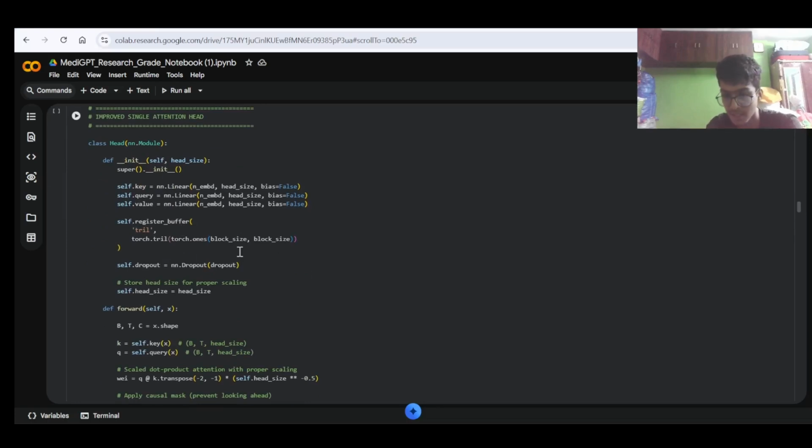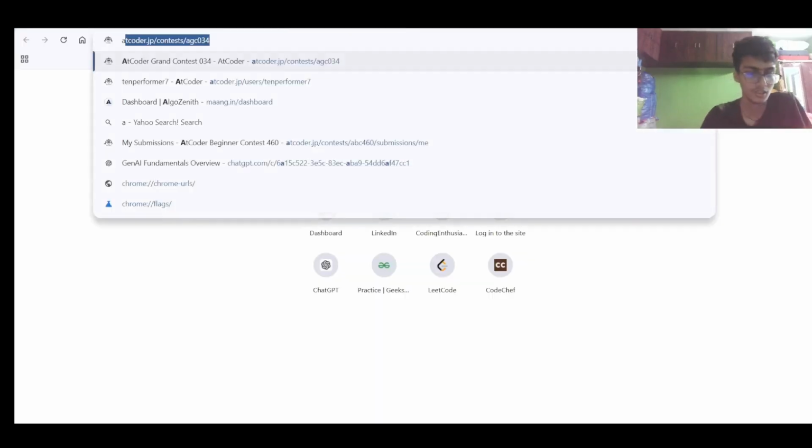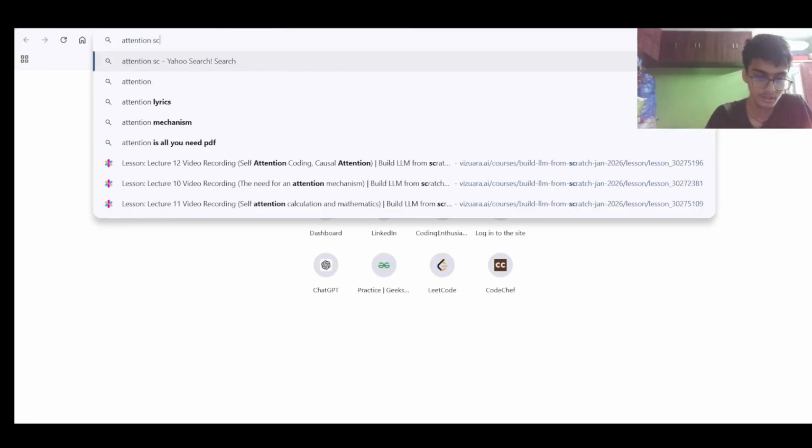What does self-attention tell us? If I am the current token in my current batch, what is my relation to the other tokens? How much should I attend to the other tokens? That is what self-attention captures, and that shows whether two words are strongly similar or weakly similar. So I will show you the attention score diagram.